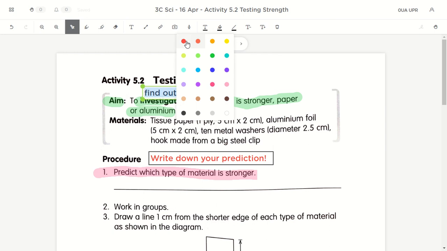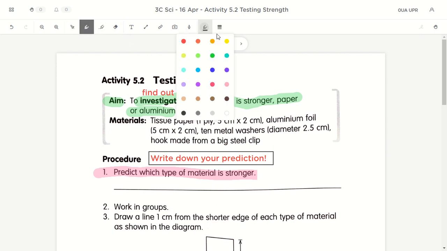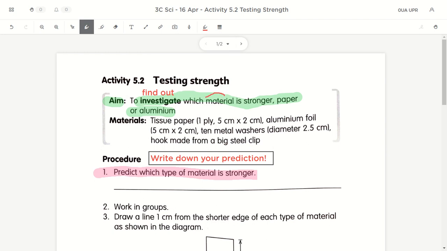Investigate basically means to find out. In every experiment we want to find out something. So in this experiment we want to find out which material is stronger, paper or aluminum. I want to bring your attention to this word, material. It's not object. In my experiment, I'm trying to find out which material is stronger. I'm looking at material because I'll be referring back to this many times in this experiment. So I want to find out which material is stronger, paper or aluminum, and these are the materials we use later on, as you have seen in the video.